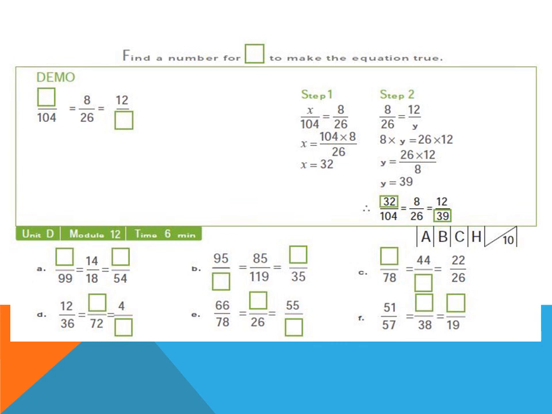Now the second step, we will consider the second and the third terms, that is 8 by 26 equal to 12 by y. The second blank we are considering as y. After cross multiplication we will get 8y equal to 12 into 26. Again cross multiplying, we will get y equal to 26 into 12 by 8. After simplifying, we will get 39. So the second blank will be filled up by 39. So the answer will be 32 by 104 equal to 8 by 26 equal to 12 by 39.